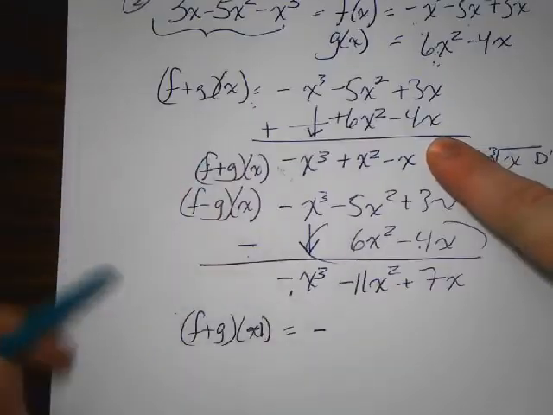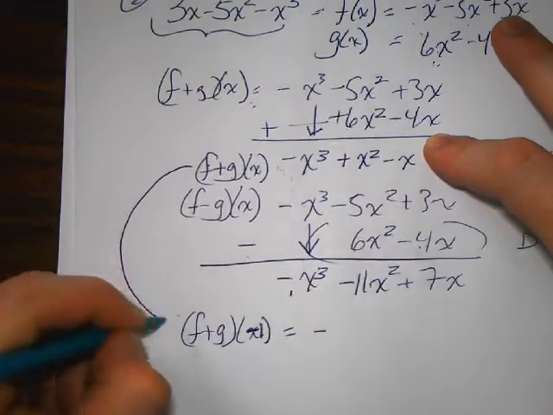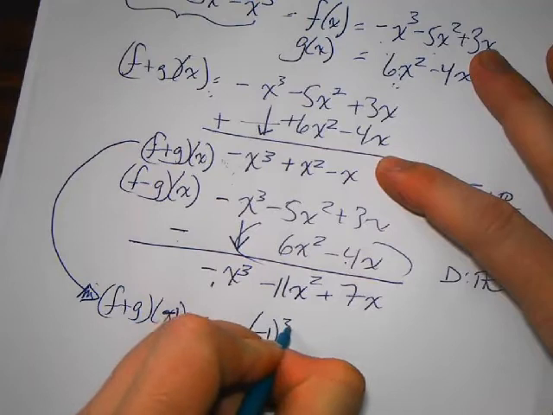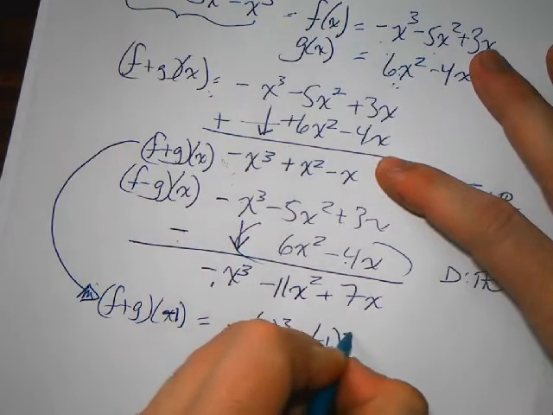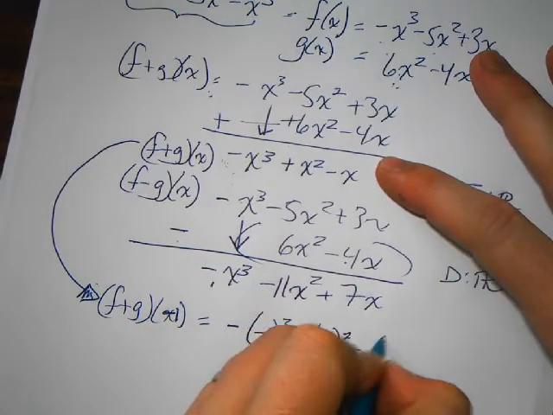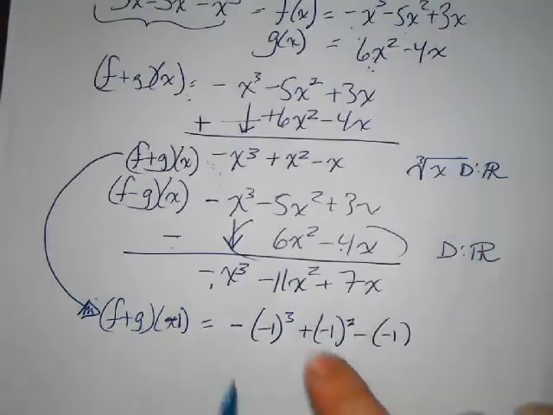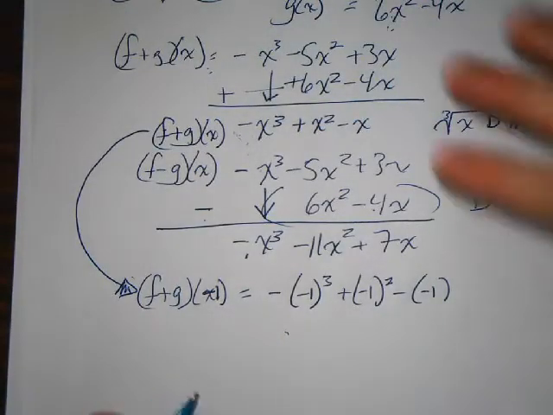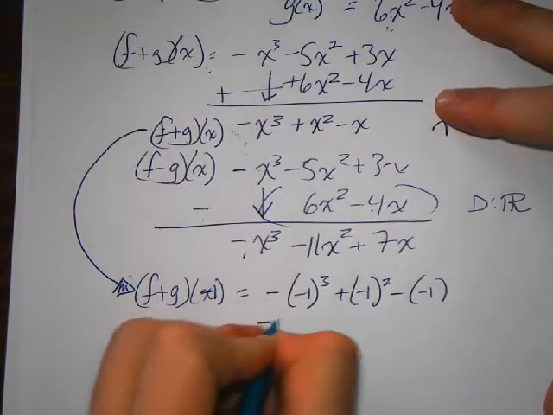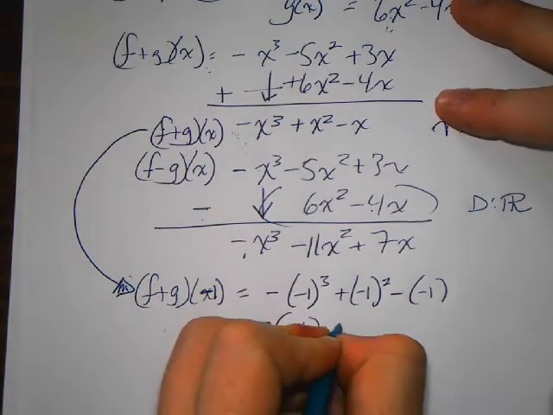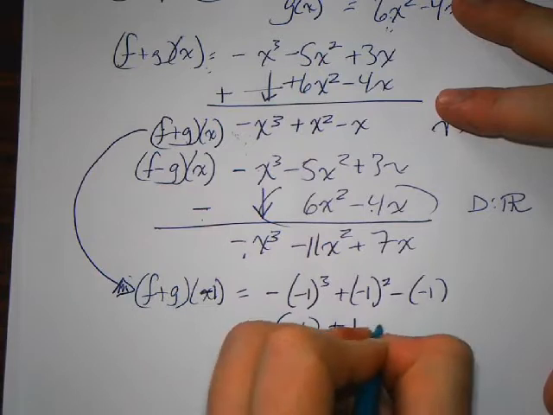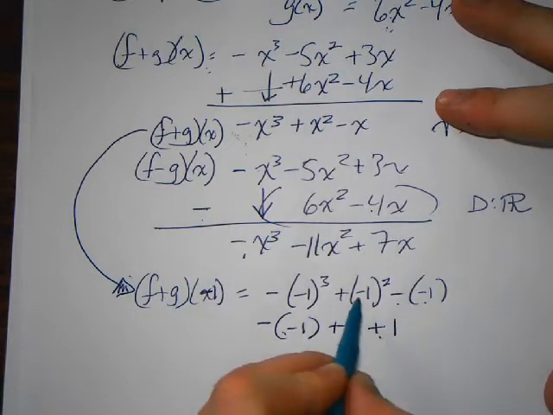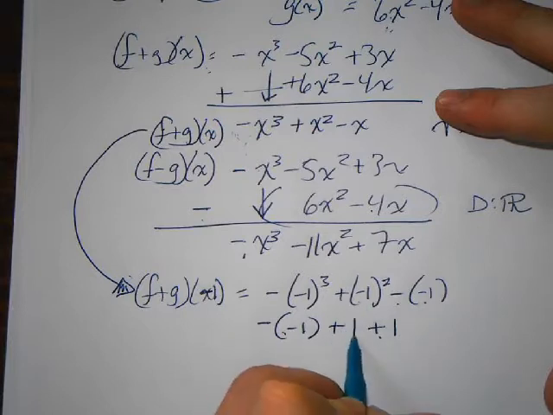Now we're going to substitute in -1. So -1 cubed plus -1 squared minus -1. Lots of sign changes in here, so you really want to expand this out so you know what you're doing. So this is negative times -1 plus 1 plus 1, and you can see a negative and a negative is a positive. A negative times a negative is also going to be a positive.